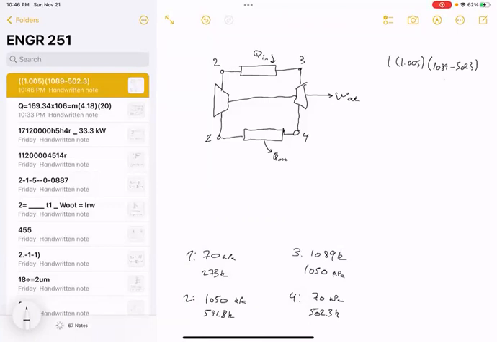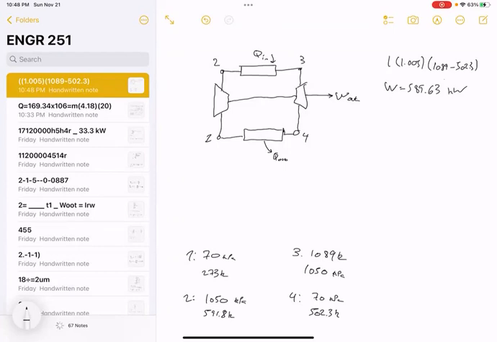So 1.005 times 1089 minus 502.3. Work done equals... sorry, I just made a calculator typo. So calculating this, we get 589.63 kilowatts. Now, before you get excited and say, okay, we're producing a net work of 589.63.